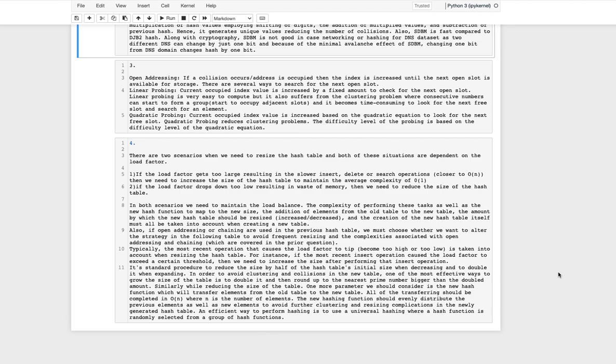All of the transferring should be completed in O(n), where n is the number of elements. The new hash function should evenly distribute the previous elements as well as the new elements to avoid further clustering and resizing complications in the newly generated hash table. An efficient way to perform hashing is to use a universal hash, where a hash function is randomly selected from a group of hash functions.